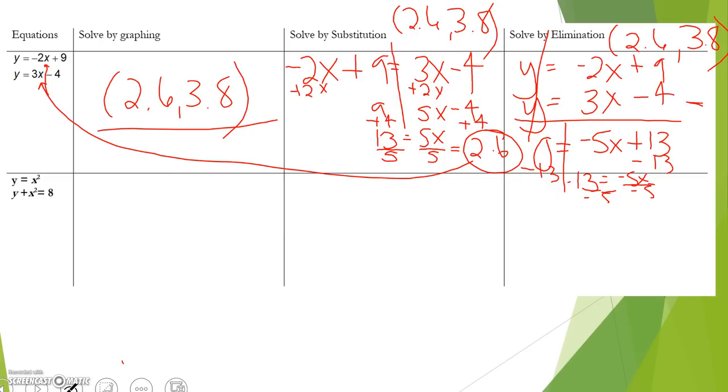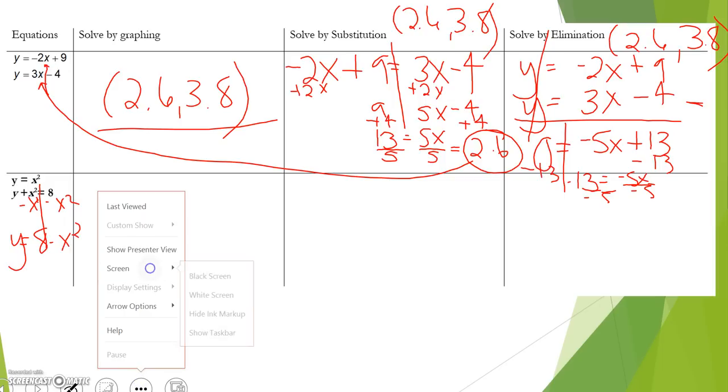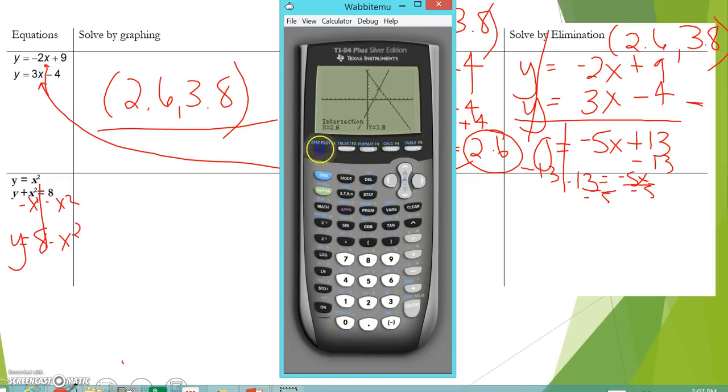Let's do another one. Now we're talking about some quadratics. So, solving by graphing. Before I solve by graphing, this second equation is not solved for y, so I'm going to subtract over x squared first. So it'll be y equals 8 minus x squared. Now I'm going to take my calculator and plug it in, and I'm going to look at the graph first.